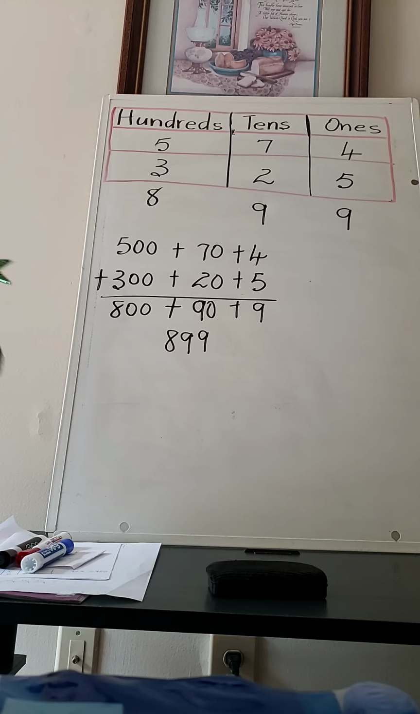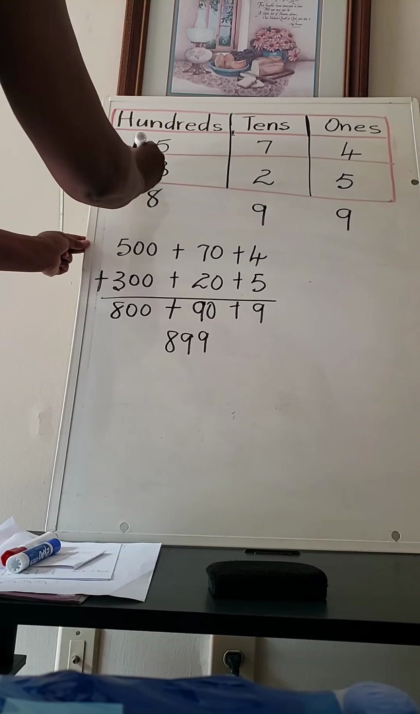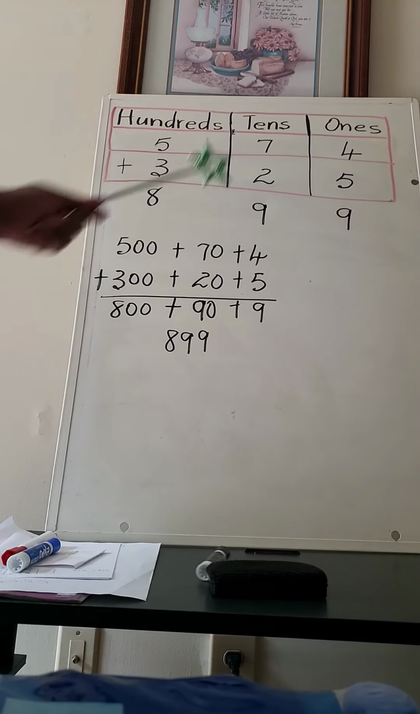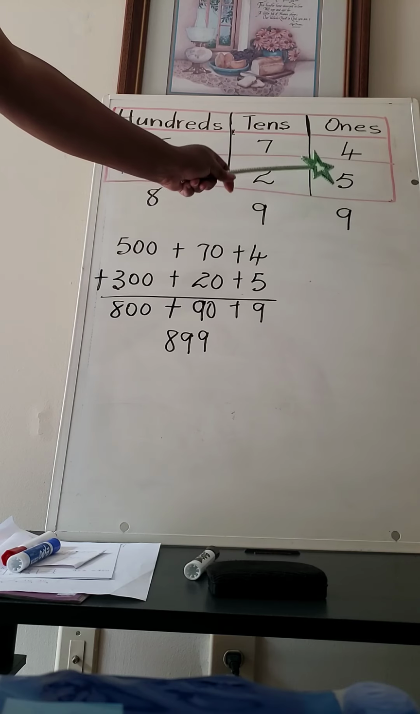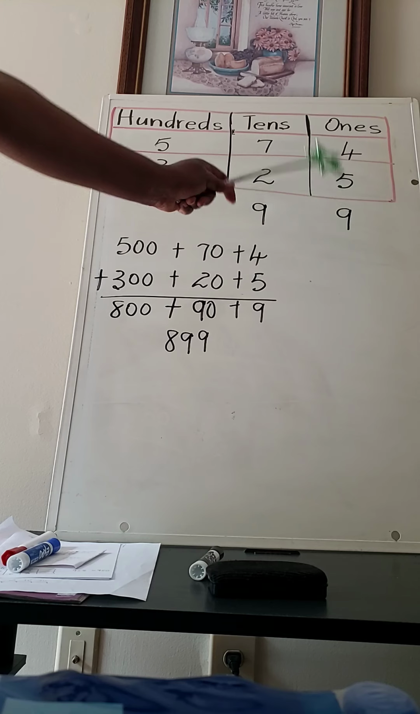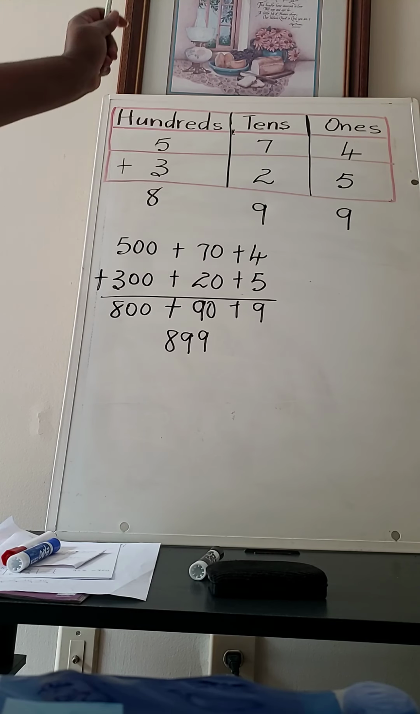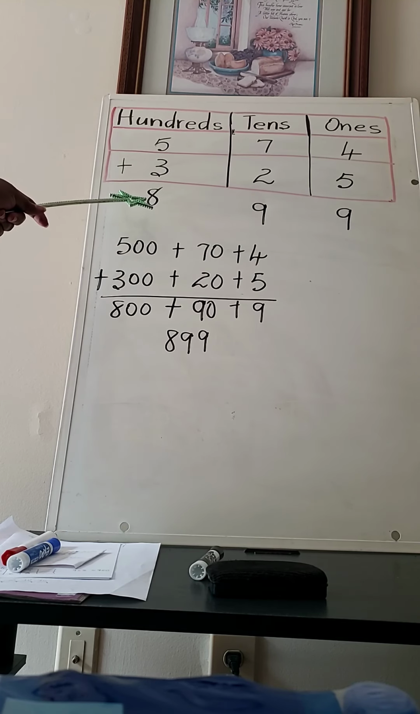So we're adding. We're using our place value chart and we're adding. And so we add our ones. 5 plus 4 equals 9. So 5 ones plus 4 more ones equal 9. 2 tens plus 7 tens equal 9 tens. 500 plus 300 equals 800.